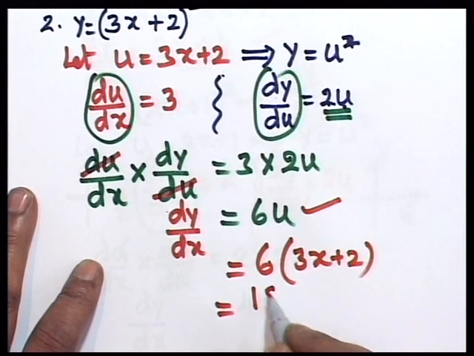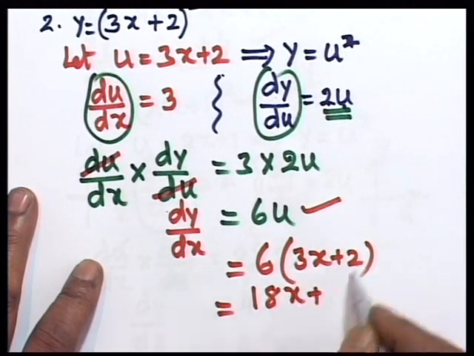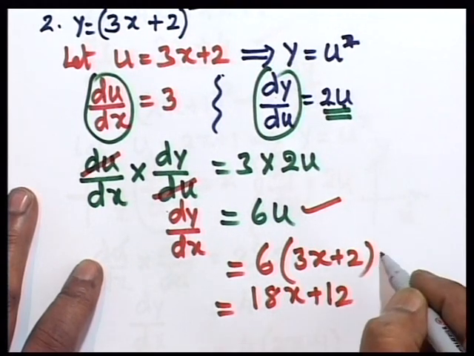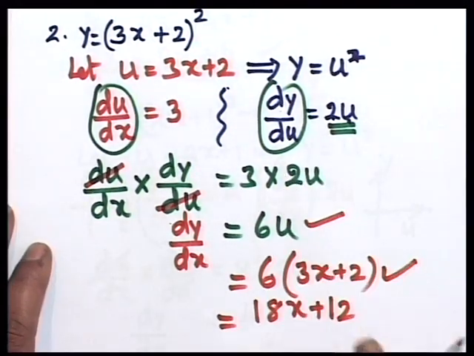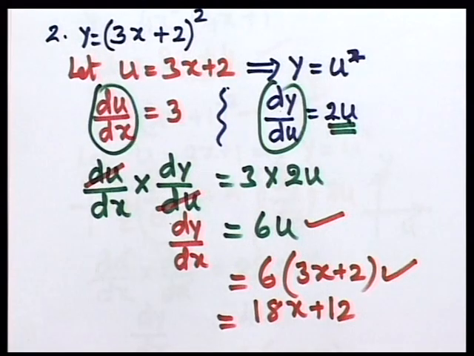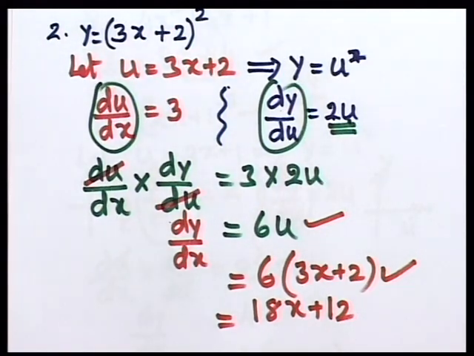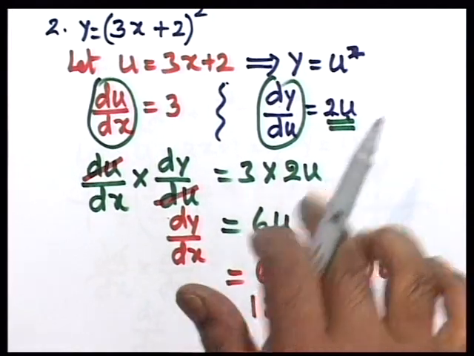6 times 3, 18x, plus 6 times 2, 12, or maybe you can leave it like that also, nothing wrong. Right, so that's the chain rule, very important concept, right? So let's try one more question before I go for the shortcut. Chain rule, please. Question 2.